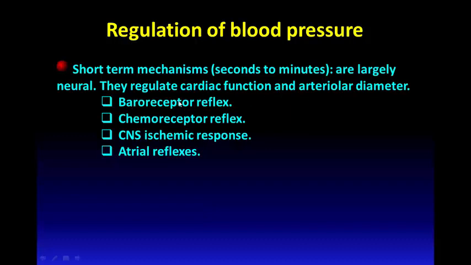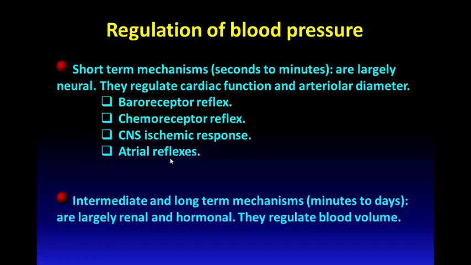These neural mechanisms are the arterial baroreceptor reflex, the arterial chemoreceptor reflex, the central nervous system ischemic response, and the atrial reflexes. And we will describe these in detail in the subsequent slides. We mentioned that another important factor which determines the arterial blood pressure is the blood volume. So we have intermediate and long-term mechanisms for regulating arterial blood pressure, which work from minutes to days, and these are largely renal, by the kidney, and hormonal, and they regulate blood volume.